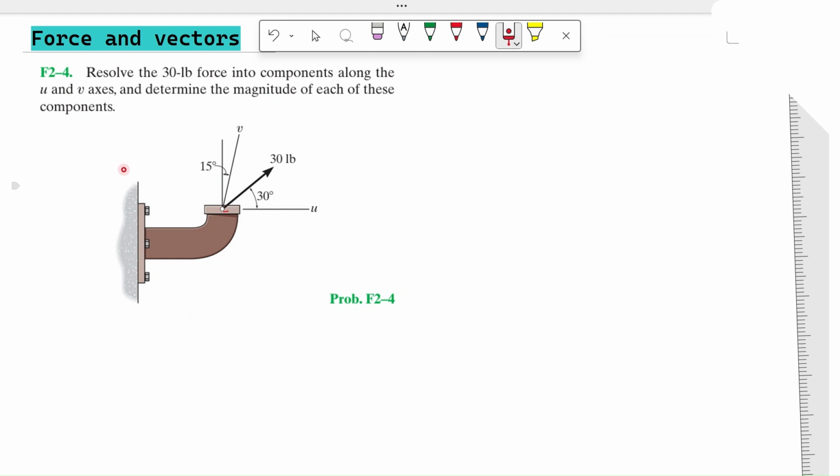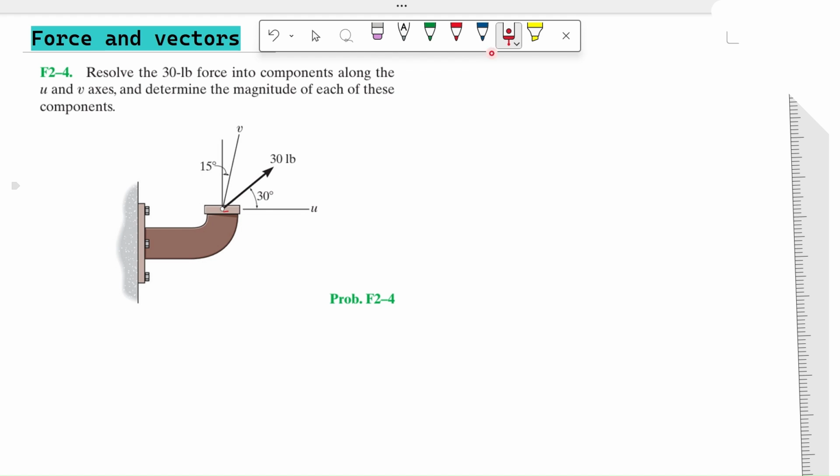Welcome everyone. In today's tutorial, we will be solving fundamental problem number 4 of chapter 2, in which we will be resolving 30 points along U and V axis. Remember this U and V axis. Here you can see that these axes are not perpendicular. So after the end of this lecture, you will be able to know how to solve this type of question which needs the resolution of force at any axis.